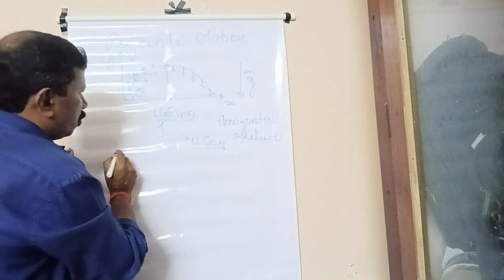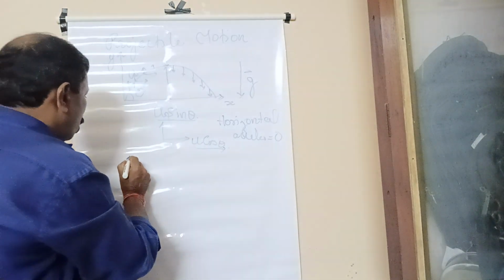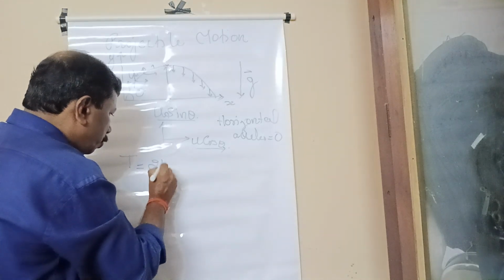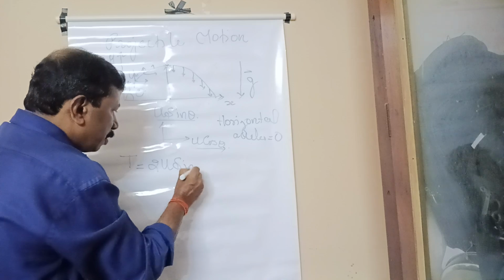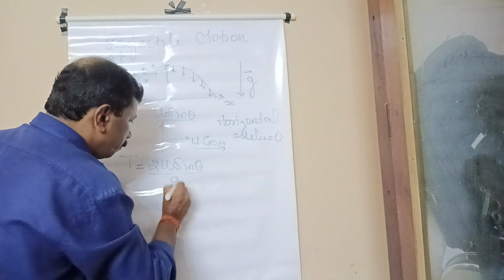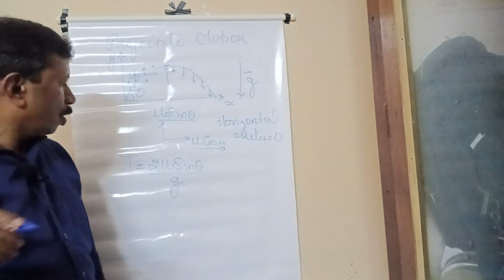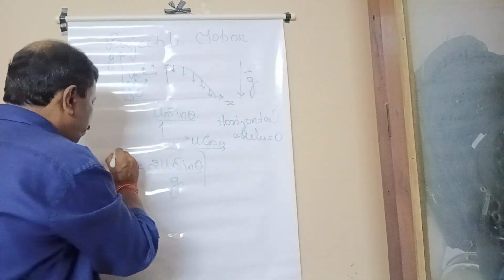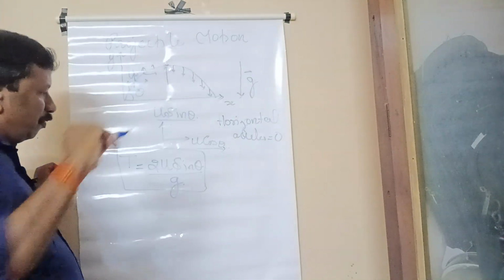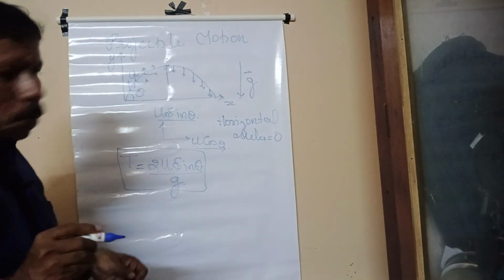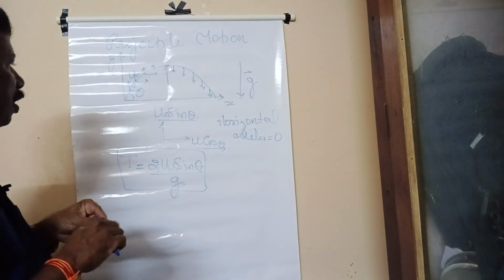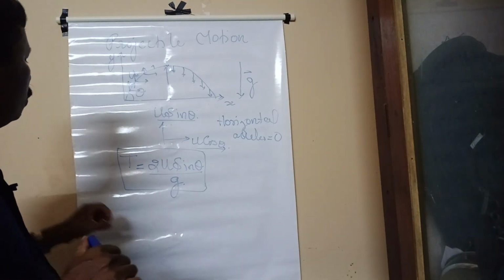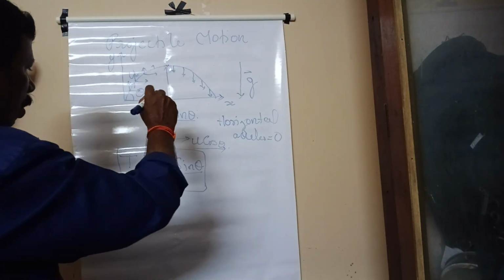Its equation is t equal to 2u sin theta divided by g. This is the equation, so first of all we should memorize it. Now let us see how we calculate the time of flight, 2u sin theta divided by g.